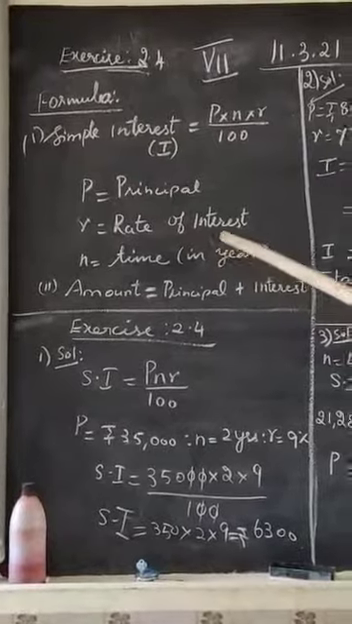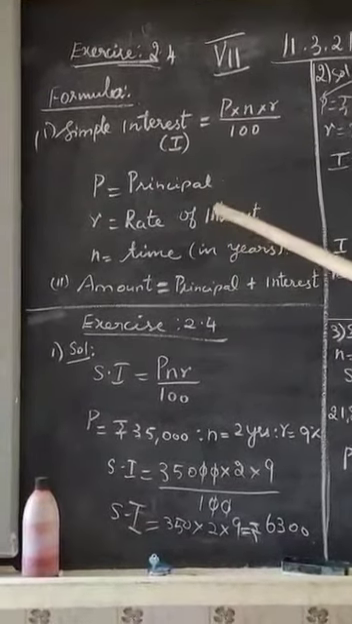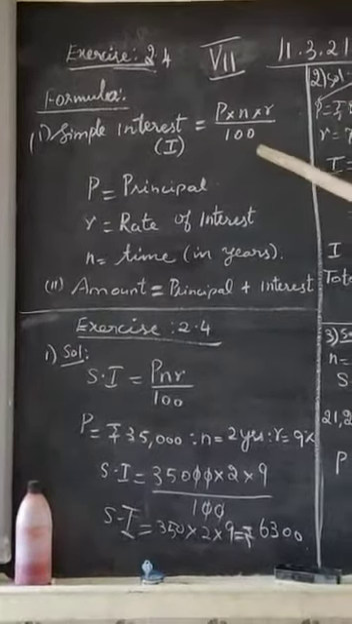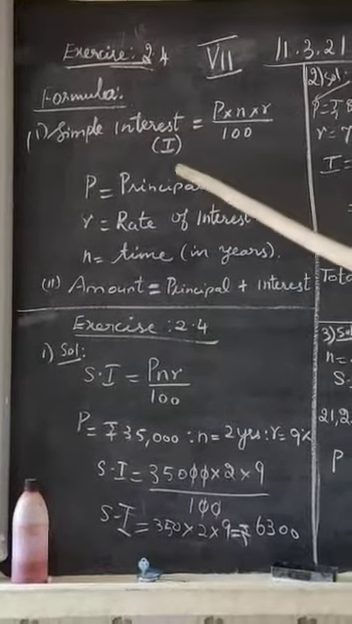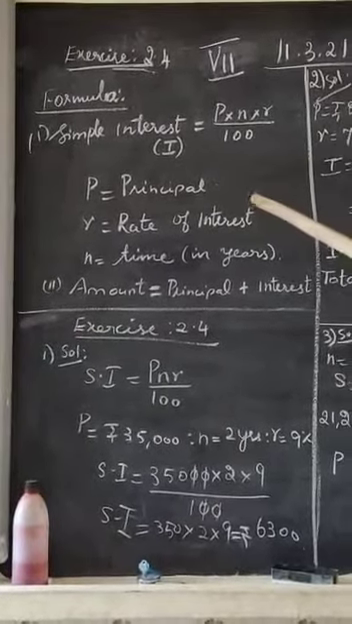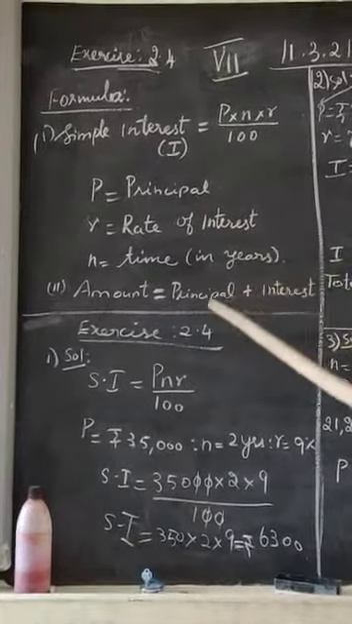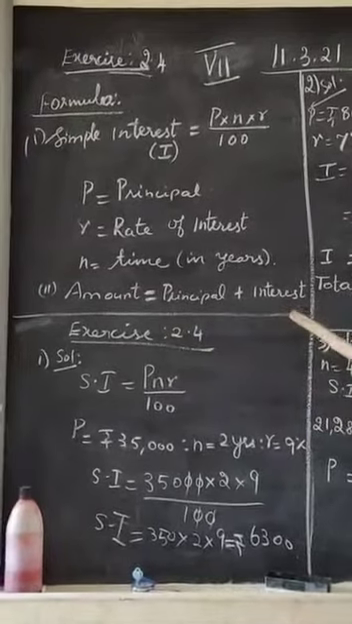This is a new topic. See the formula for simple interest. The simple interest formula is P into N into R by 100. Simple interest is denoted by the symbol I. P is represented as principal, R is the rate of interest, and N is the time in years, which they have to calculate.